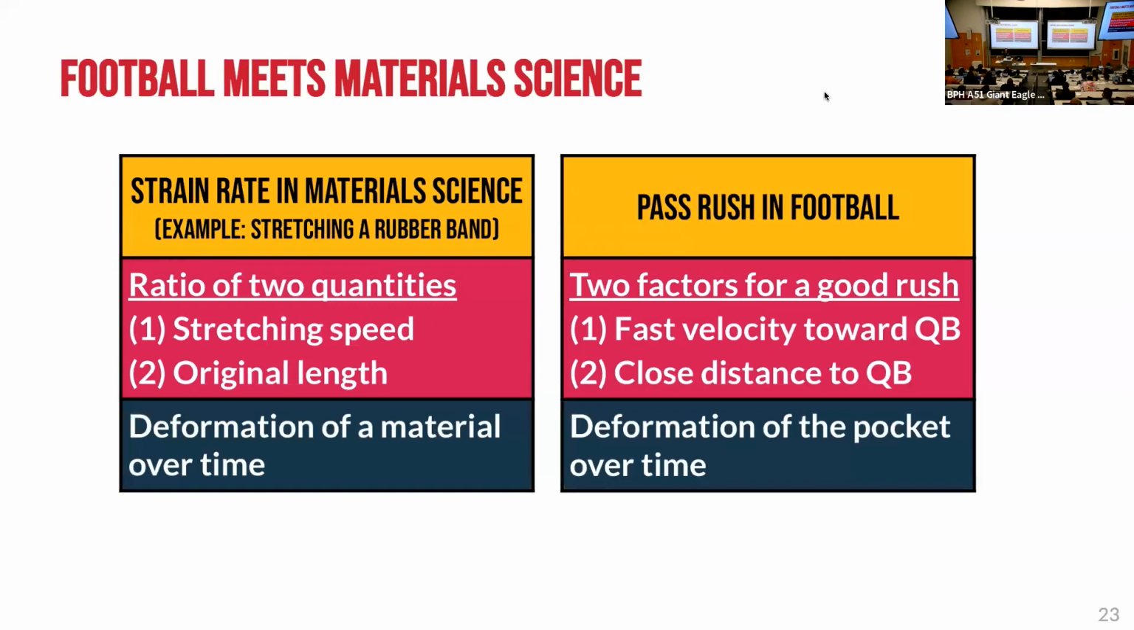Moreover, we also find a delightful analogy: in material science, the strain rate illustrates how much a material deforms from its original size with respect to time. This corresponds to a pass rusher trying to put pressure to deform the offensive line to get to the quarterback. So the players can be viewed as particles in some material, and the defensive particles are trying to put a strain on the offensive line to get close to the quarterback. So that's the, I guess, cute analogy that we found.